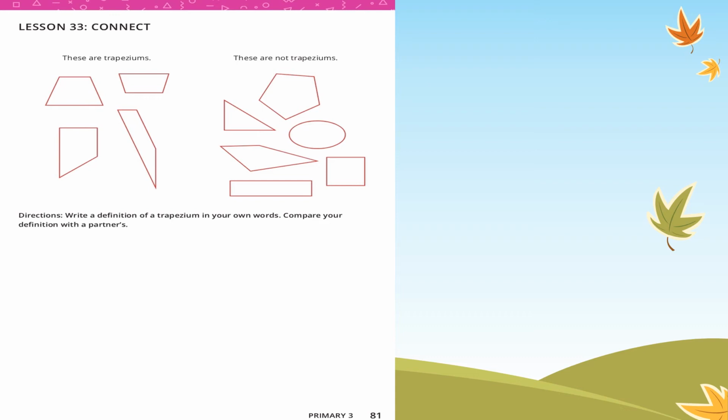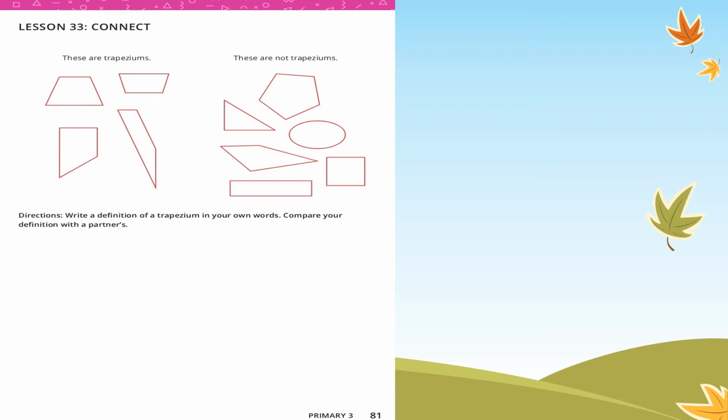Lesson 33. First, we will start with a warm-up about trapezium. We studied trapezium, or trapezoid, in the last year, and we said a trapezium is a 2D shape or polygon that has four sides and four vertices, and of these four sides, two are parallel and two are not parallel.